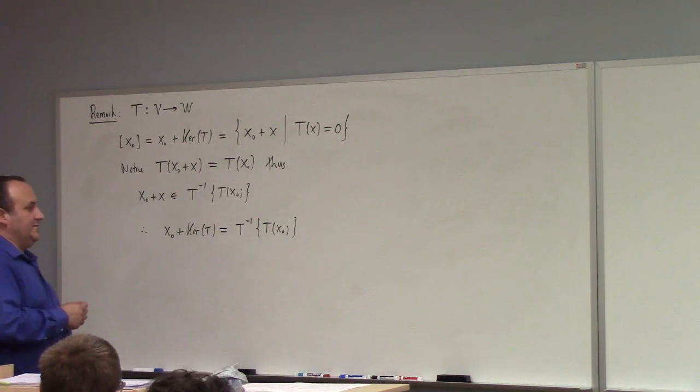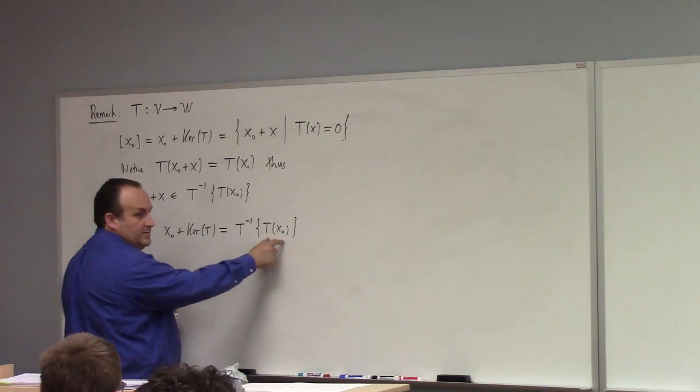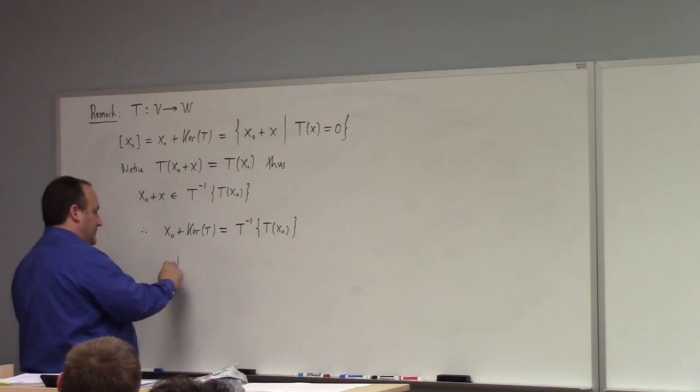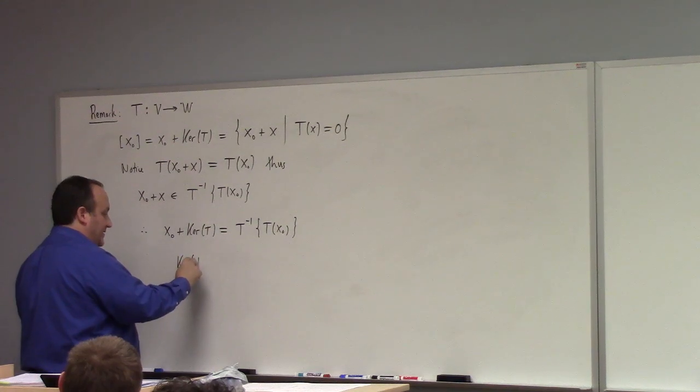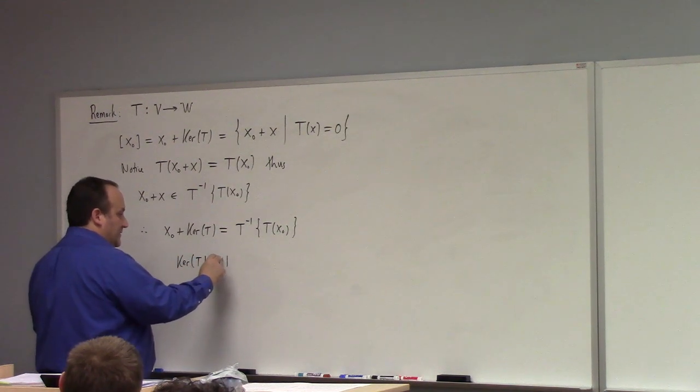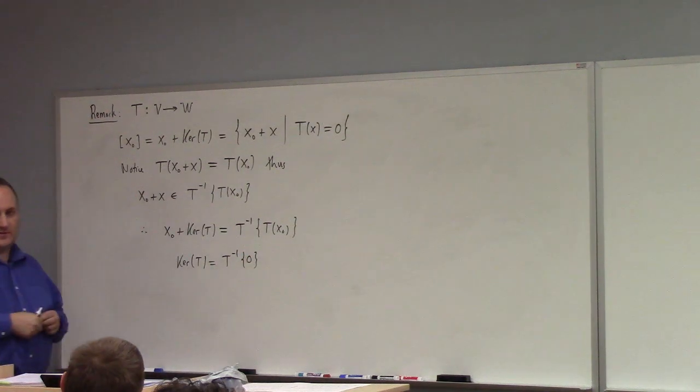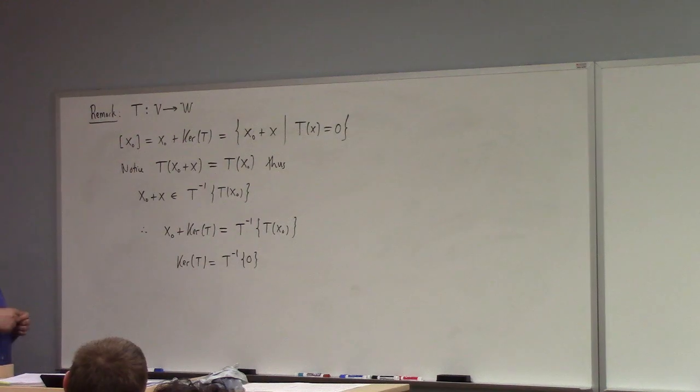Now, of course, if T of x naught is 0, then, special case, right? The kernel of T we can also write as a fiber. The kernel of T is literally the inverse image of 0, right? The kernel is a fiber of the map. It's everything that maps to 0. So that's one thing, because I got stuck on that last time.